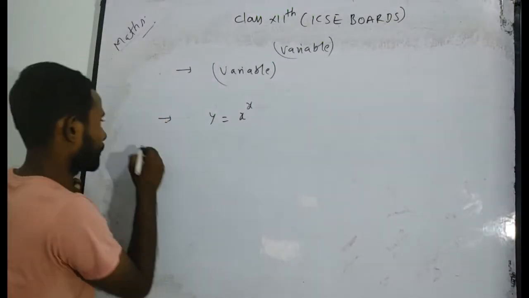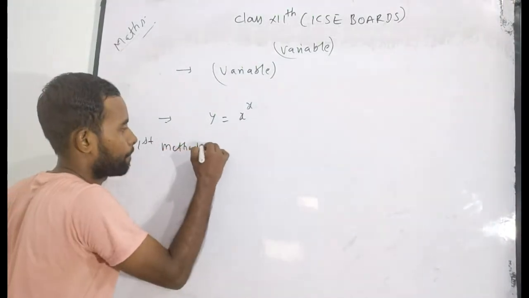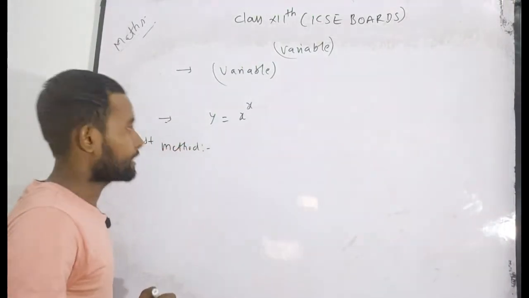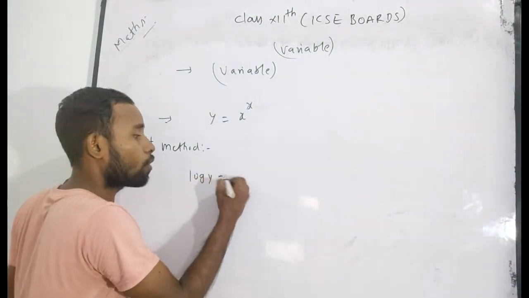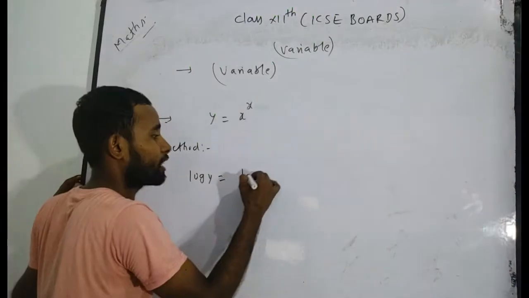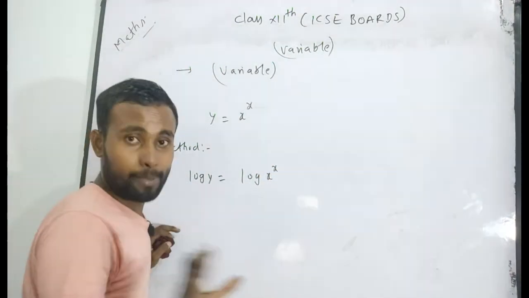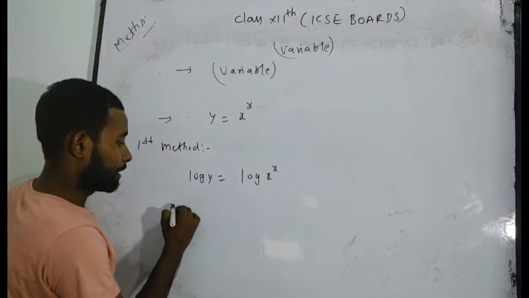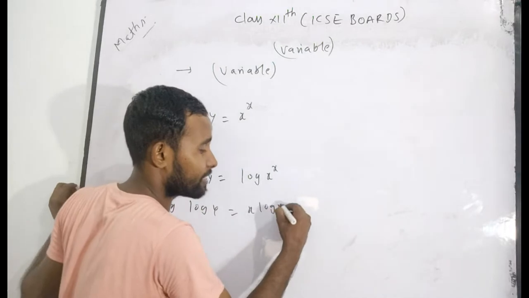First method, see here. Taking log on both sides, it becomes log y and log x to the power x. As I have already told you, the base will always be e in calculus. So it will be log y is equal to x times log x. I think you understand like that.